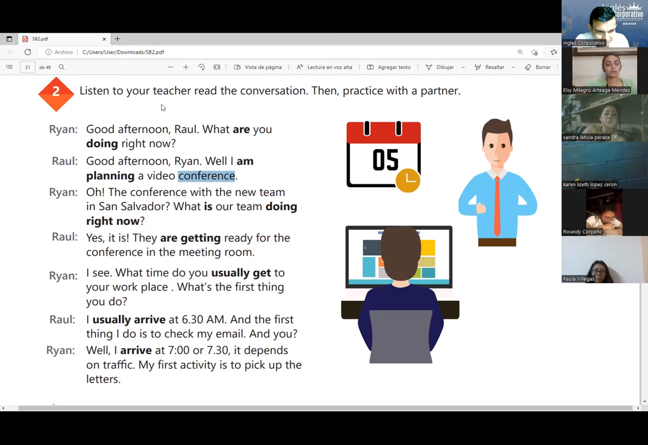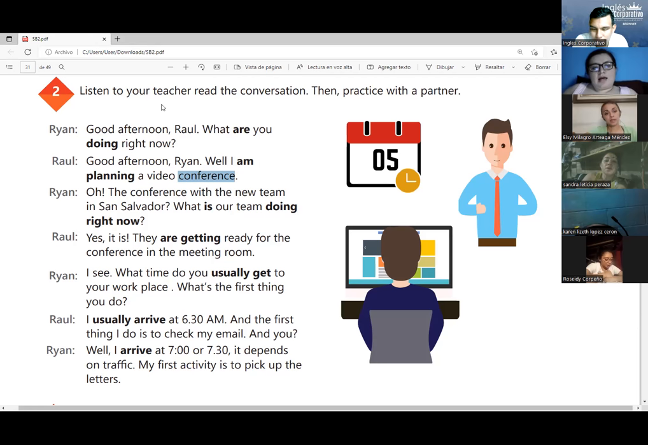Yes, they are ready for the conference in the meeting room. I see. What time do you usually get to your workplace? What's the first thing you do? I usually arrive at 6:30 a.m. And the first thing I do is to check my email. And you? Well, I arrive at 7 or 7:30. It depends on traffic. My first activity is to pick up the letters.